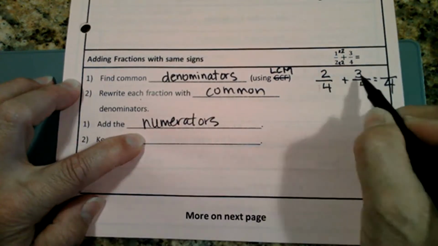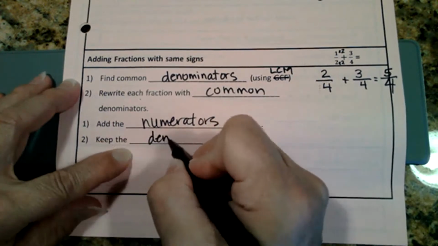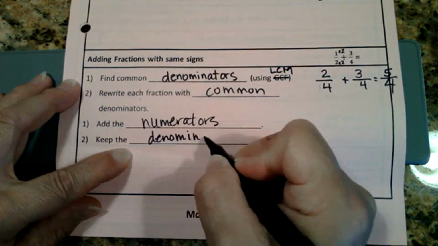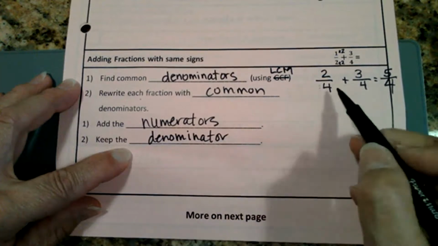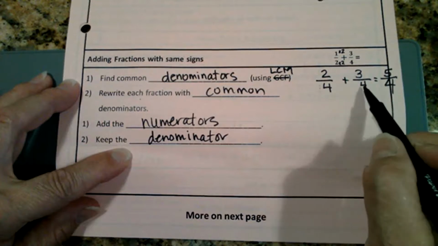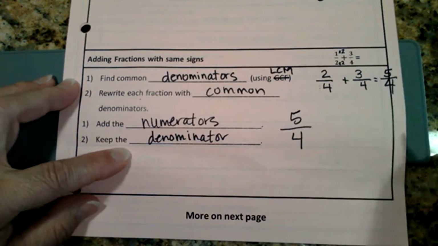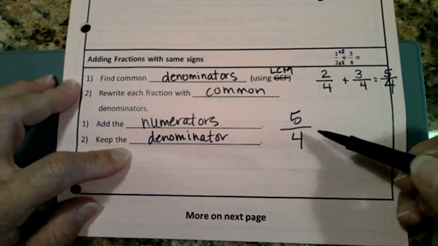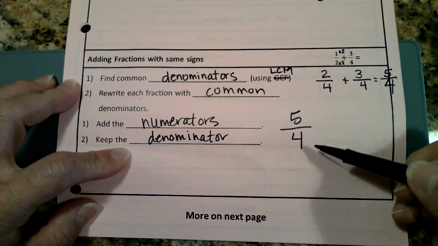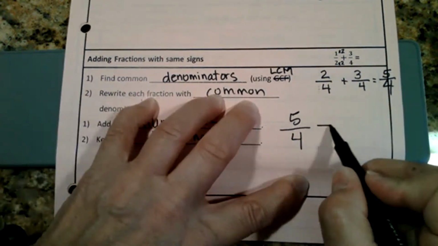2 plus 3 is 5, okay? And then keep the denominator. So the answer is 5/4. 2/4 plus 3/4 is 5/4. The problem with the fraction 5/4 is we call that an improper fraction. See how 5 is bigger than 4? So we can now convert that to a mixed number.